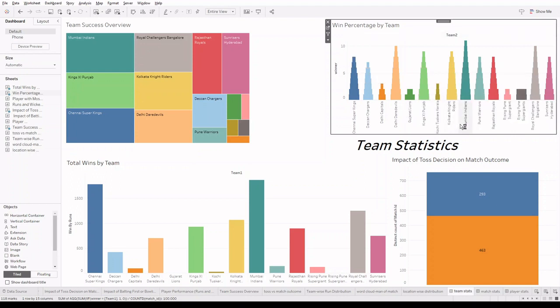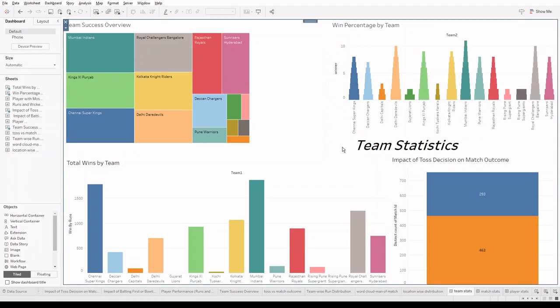Here the Mumbai Indians team is there, on the highest one. If Mumbai Indians plays CSK, the most probable outcome is that Mumbai Indians will win. That's how this team statistics dashboard works.